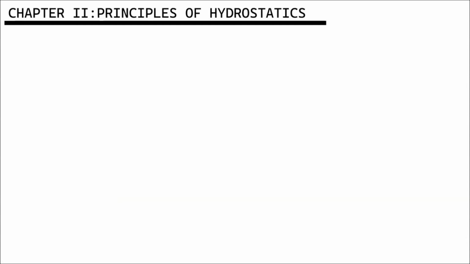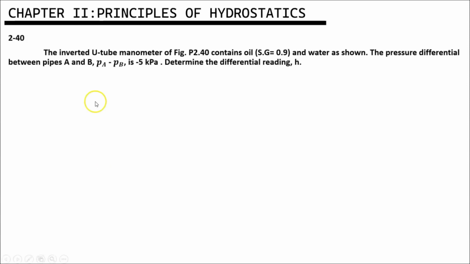In this video, I am going to solve a problem in Chapter 2, Principles of Hydrostatics from Fundamentals of Fluid Mechanics, 6th edition by Munson. So here's our problem. The inverted U-tube manometer contains oil with a specific gravity of 0.9 and water. The pressure differential between pipes A and B is -5 kPa. Determine the differential reading H.